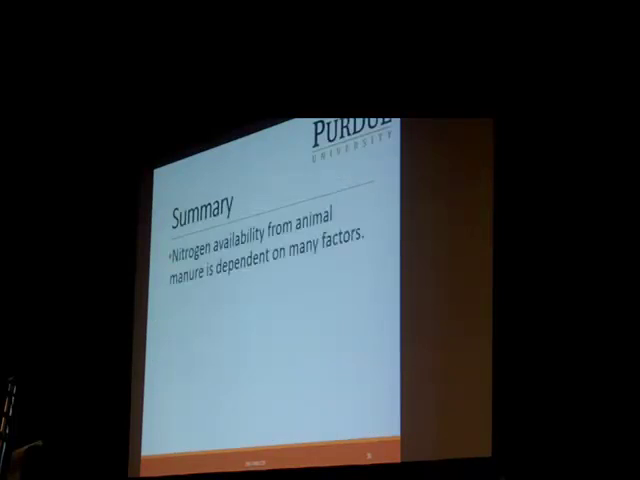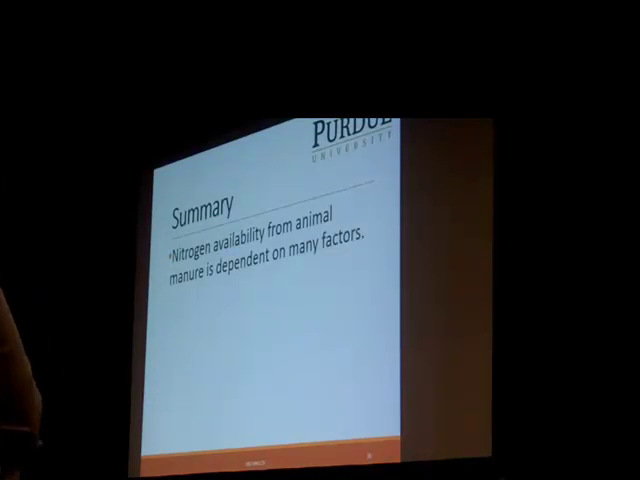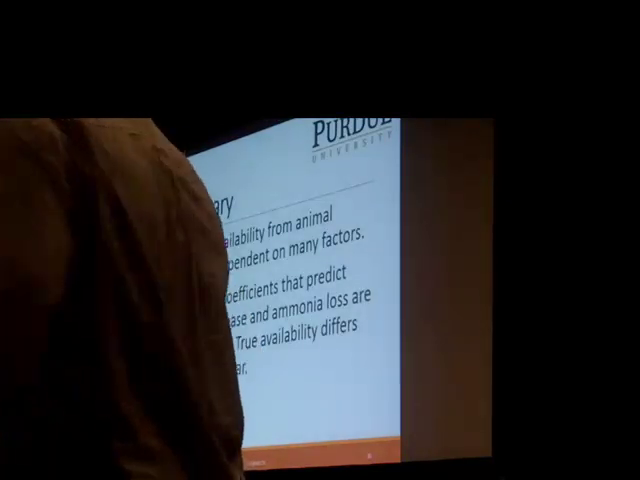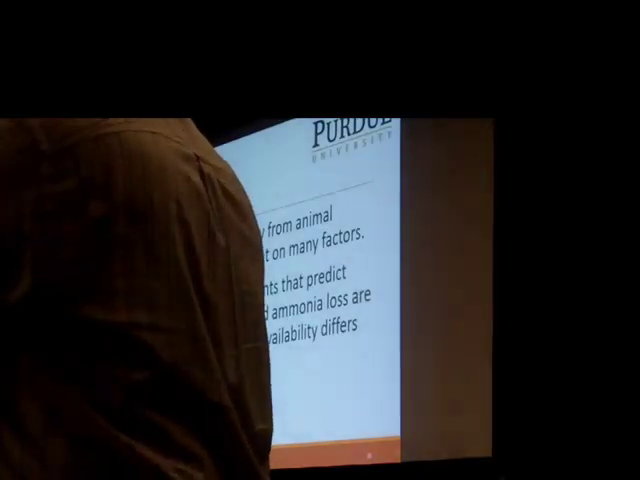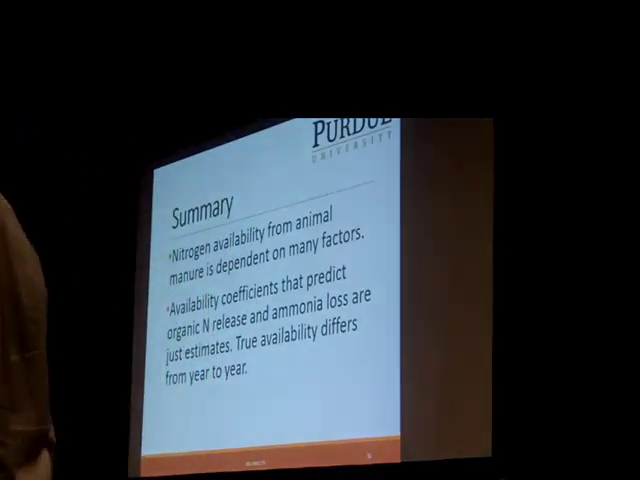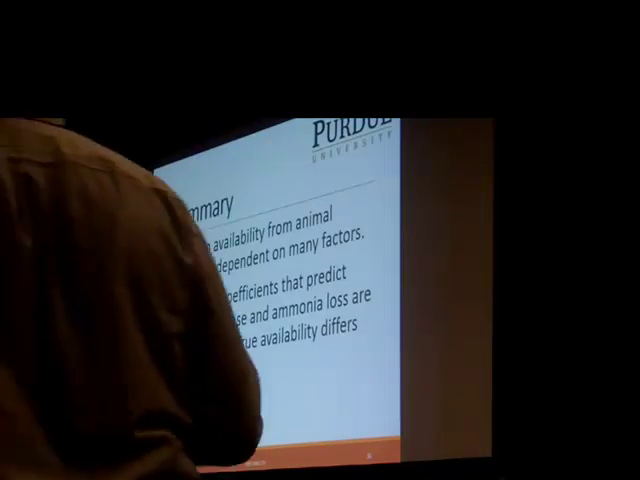Summary, nitrogen availability is very difficult to predict. Even with fertilizer, it is infinitely more difficult with animal manure, because there's so many factors that affect that availability. Availability coefficients are just that, just estimates, and the true variability varies from year to year. So I don't believe there's any way to accurately predict nitrogen availability, and you have to do something to check on that availability.